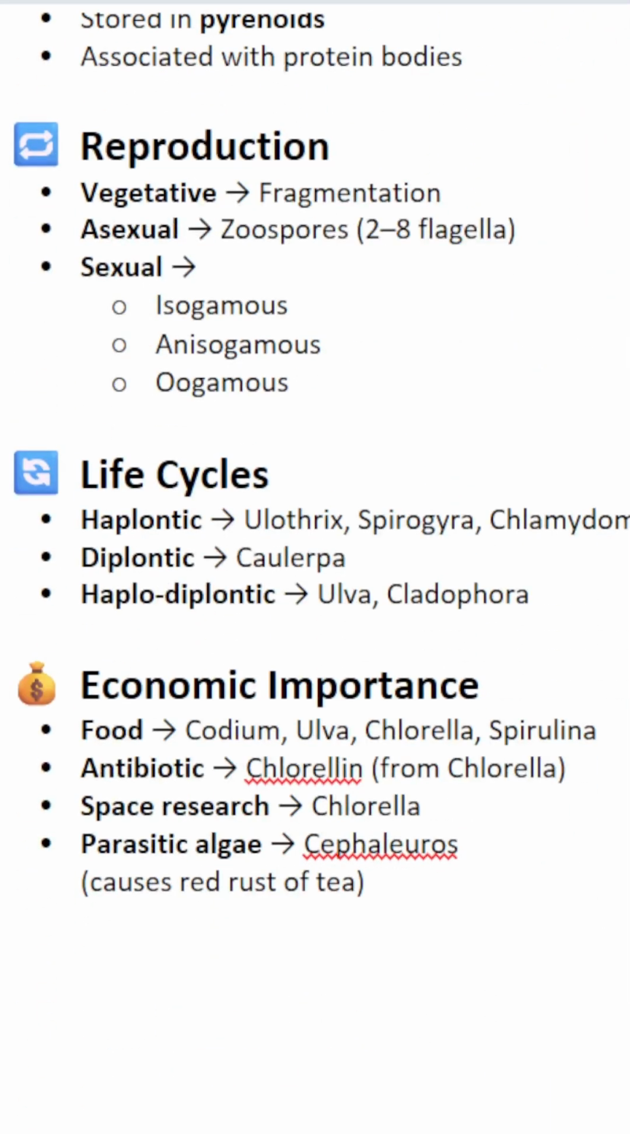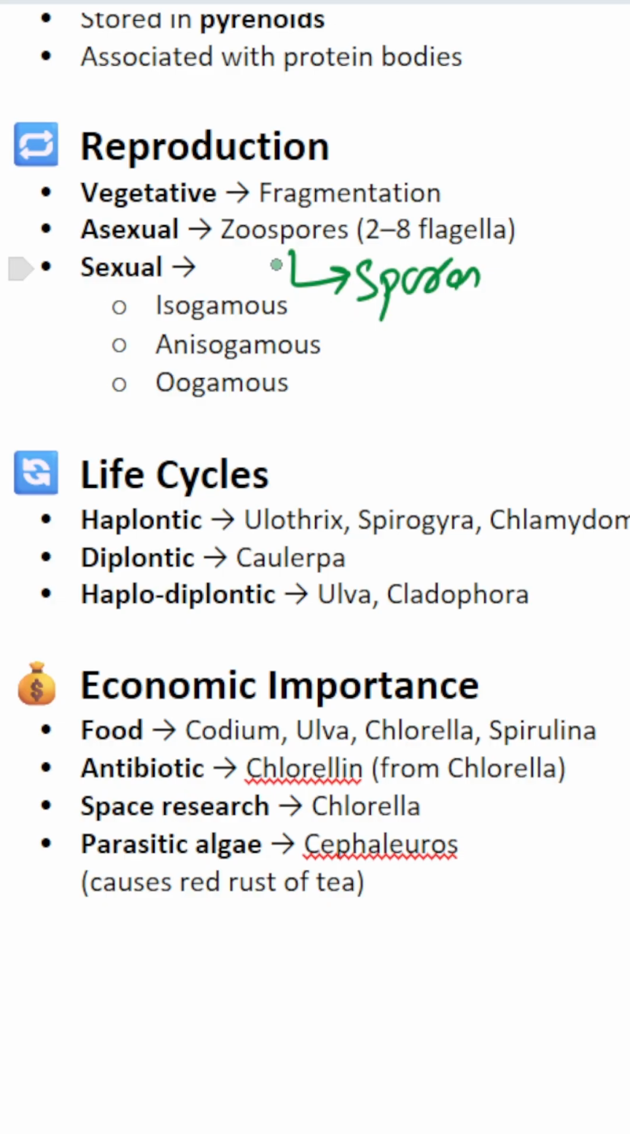Now let's move into its mode of reproduction. It has three modes of reproduction: vegetative reproduction, asexual reproduction, and sexual reproduction. In vegetative reproduction, mostly it is by fragmentation, meaning the body breaks into fragments and each fragment gives rise to new individuals. But asexual reproduction is by means of spores.